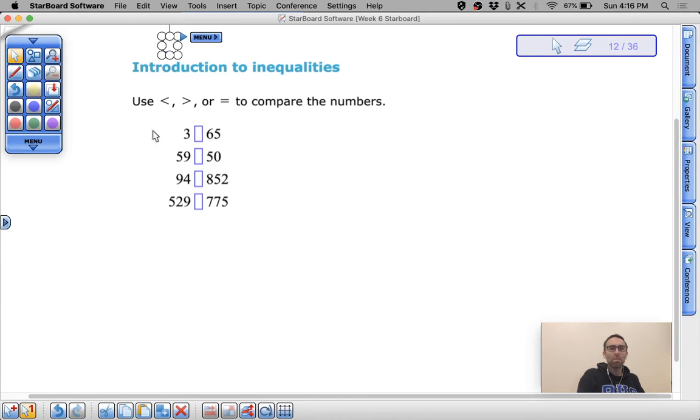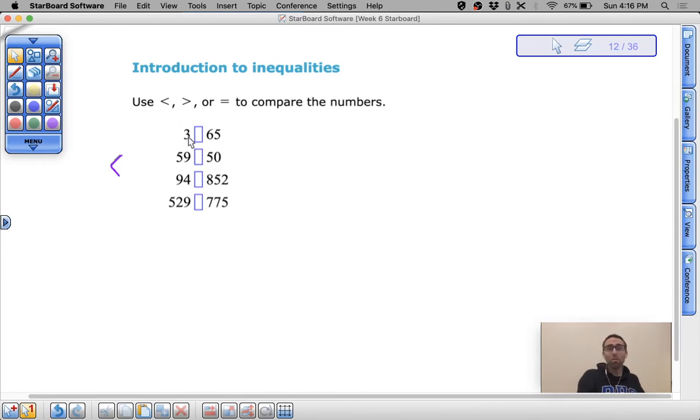If I take this L and I rotate it just slightly, now I have a symbol that looks just like my less than symbol. So this makes an L, it's less than. If it's the other way, it's greater than.